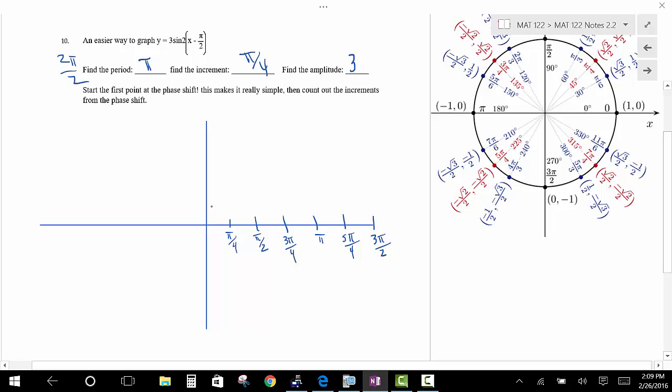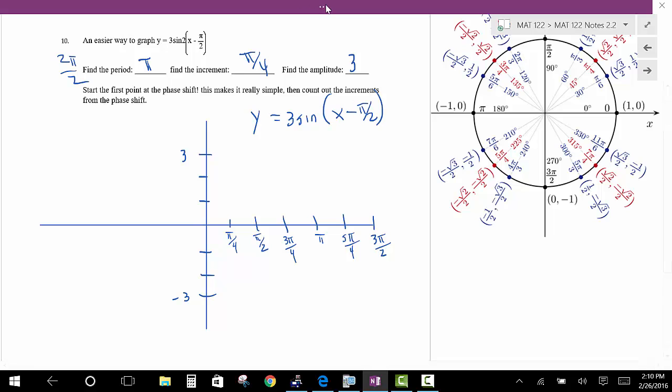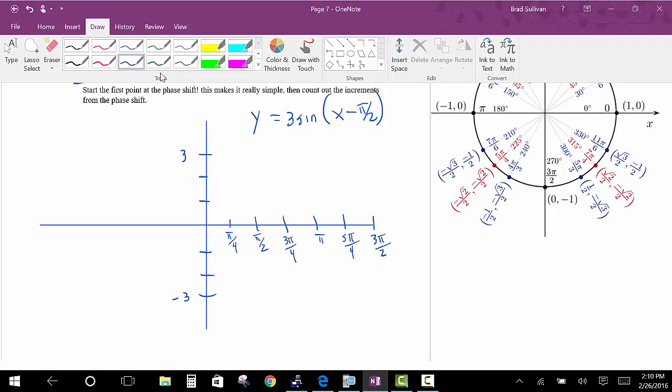It's up to you where you count to. Mainly, I like to have these things done over at least one period. So that's the setup for the problem. Now, this is what I do. We've got this thing in a factored form, so it's 3 sine of x minus pi over 2. Here's how you do this problem in one step. If you can follow this, then you've got it made.